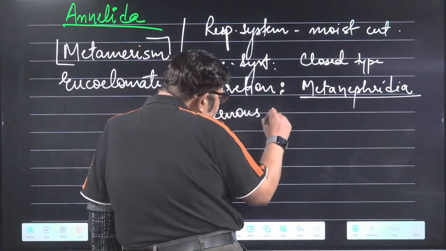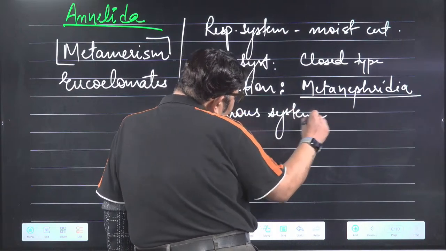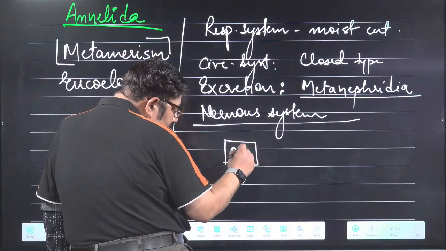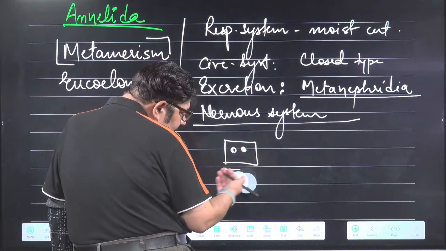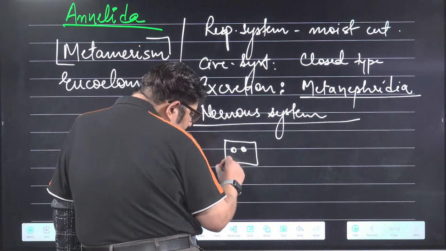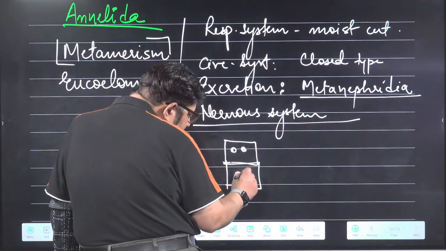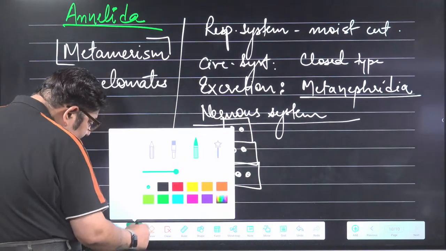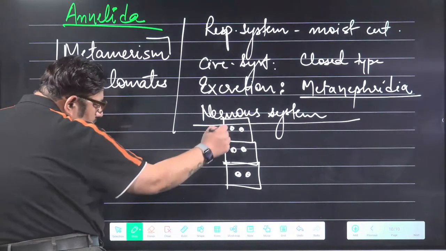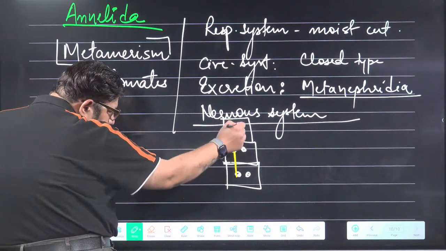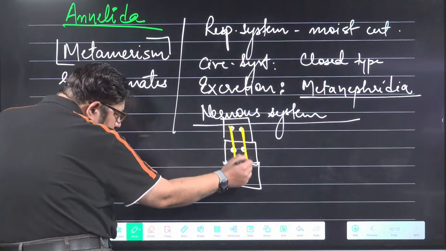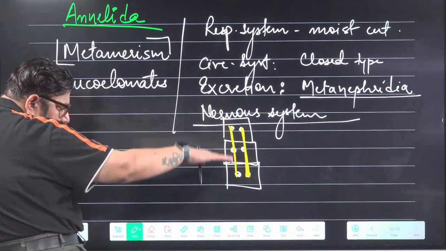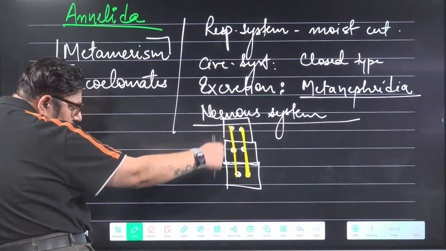The nervous system is represented by paired ganglia. Every segment has got paired ganglia. And how is it connected? It is connected by a solid nerve cord, and this nerve cord system is on their ventral side. You know that they have a double ventral and solid nerve cord.